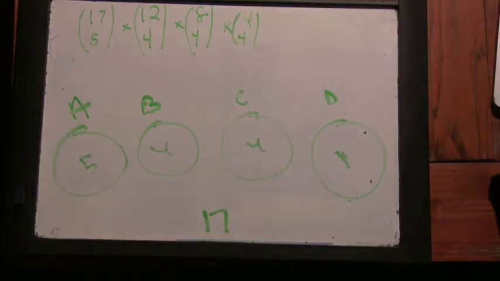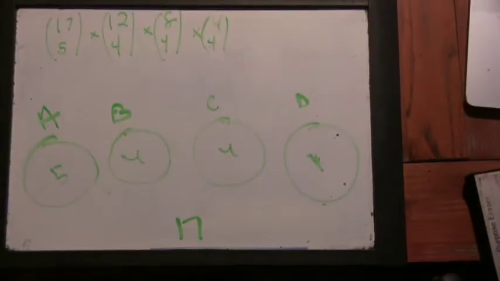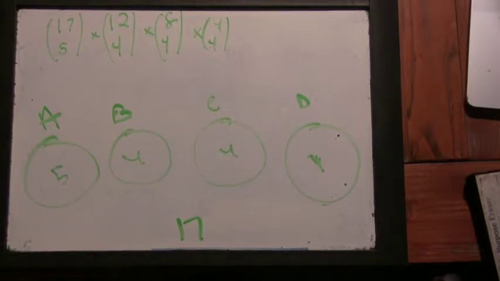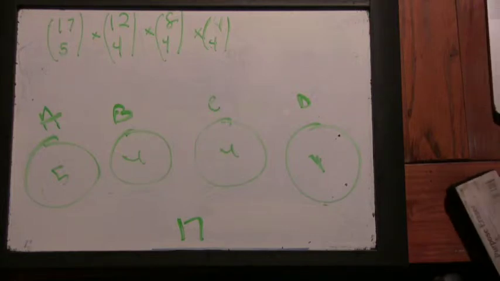So if we want to divide the students up into these groups, there's going to be 17 choose 5 times 12 choose 4 times 8 choose 4, and then times 1. So what do you think this number is going to be? This is going to be a big number.